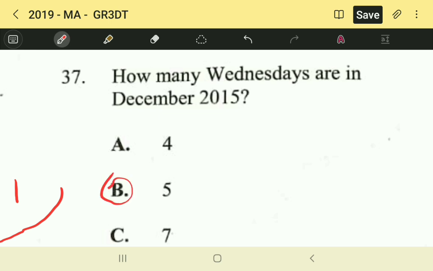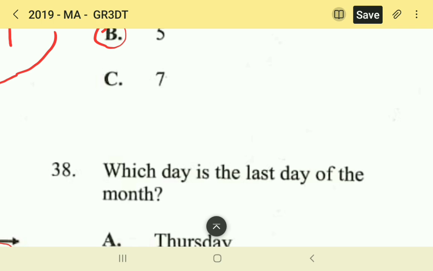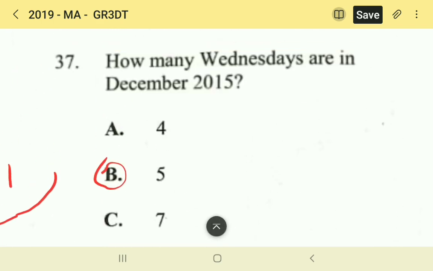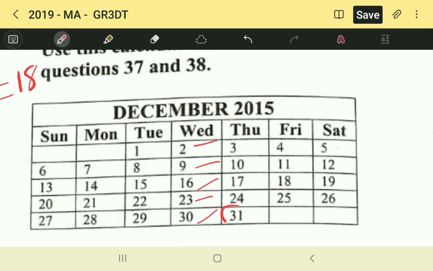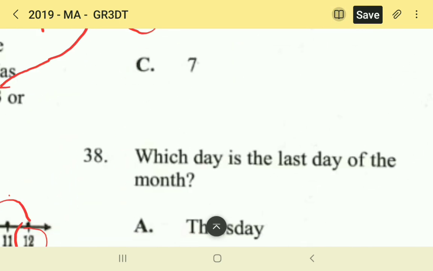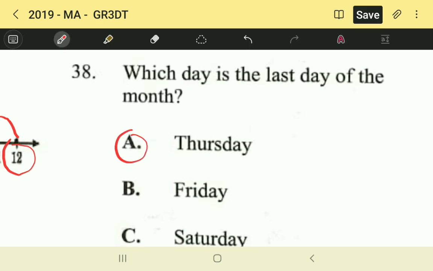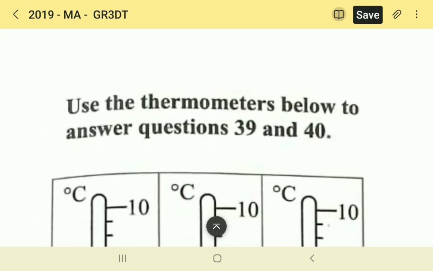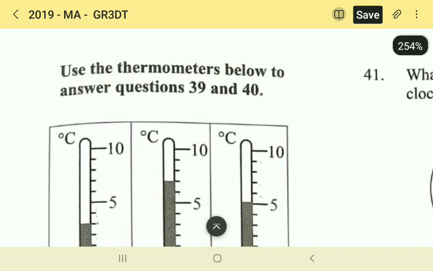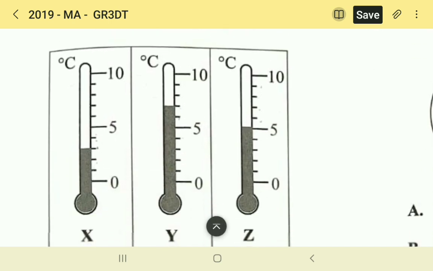Good job. Let's see. Which day is the last day of the month? Let's look for the last day of the month, which is the 31st, and that's on a Thursday. All right, so let's find Thursday. Thursday is at A. Thursday, A.